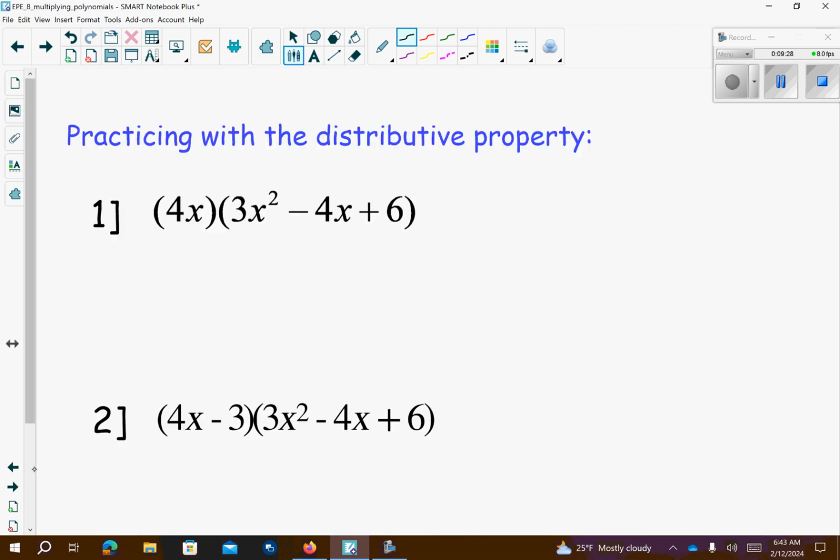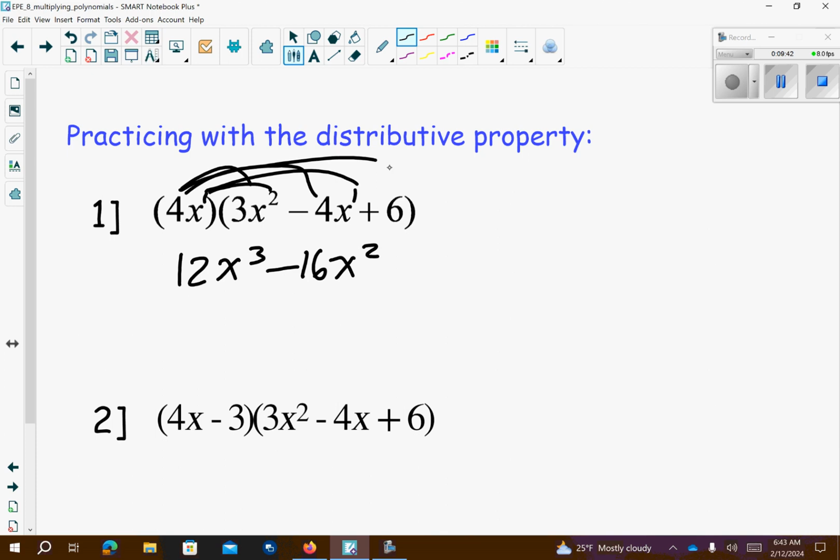Okay. Next one, let's distribute over. So that's going to give me 12. That's x to the first and x to the second. It's going to be x to the third. Multiply 4 times negative 4. That's negative 16. X to the first and x to the first added together gives me x to the second. And the last one is going to just give me 24x to the first. And it's done.